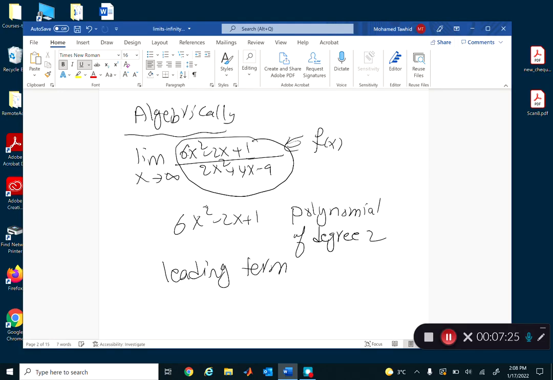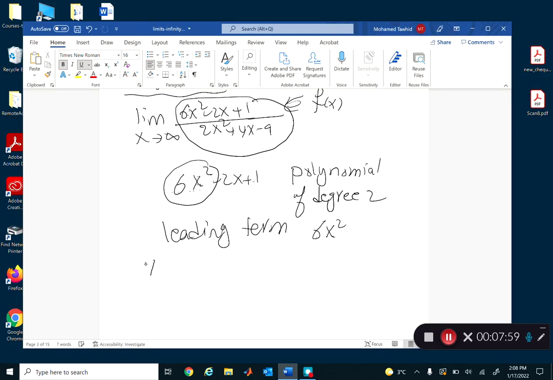My leading term here is 6x squared. What is the leading term? You look at the highest power. The highest power of x is 2, and then the leading term, the whole thing, is 6x squared. So you look at which term has the highest power, and include the number in front, include the sign. If you have 6x squared, then you write 6x squared. If you have negative 6x squared, then the leading term should be negative 6x squared. What about this leading term?